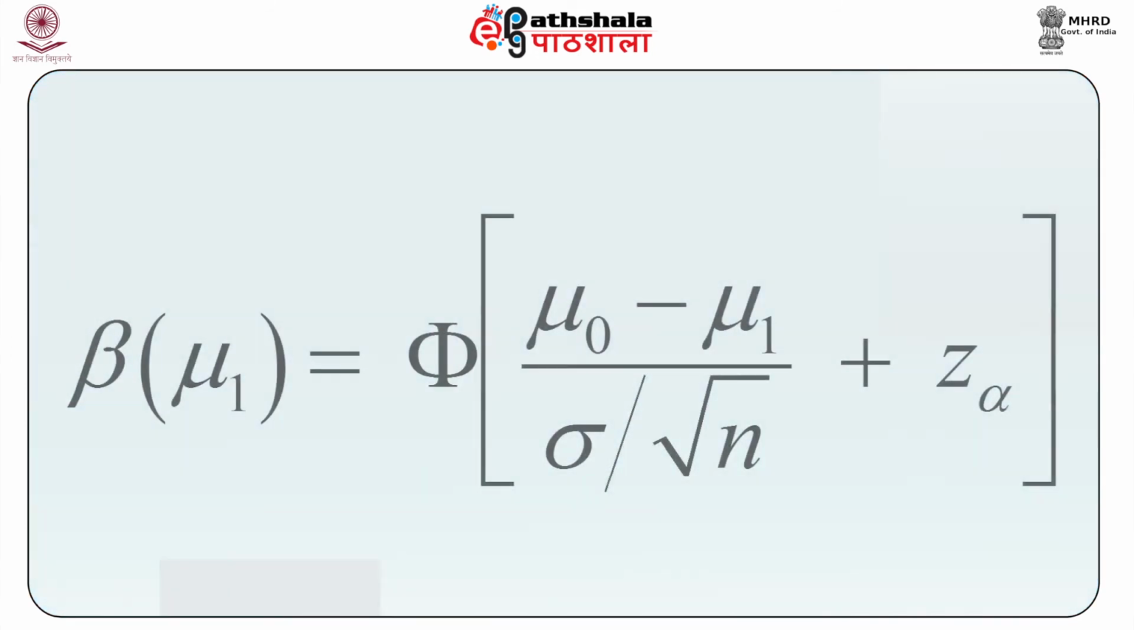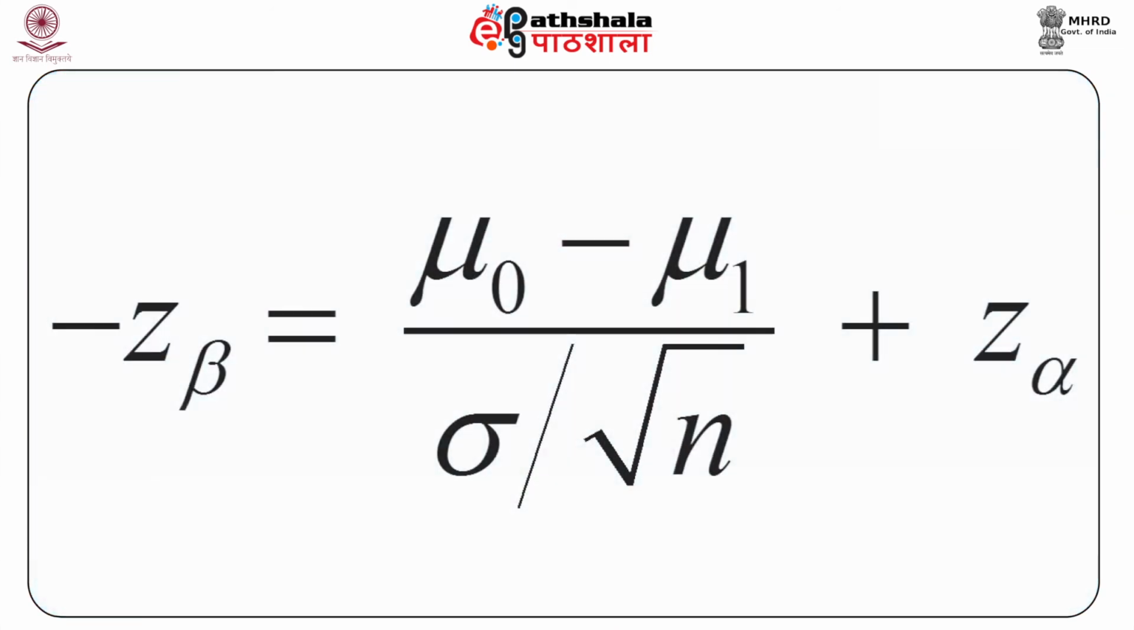Firstly, we had fixed alpha and calculated beta. If we wish to reduce beta without increasing alpha, we need to increase the sample size. The required sample size can be derived from the formula for calculation of beta. In the upper tail test, the null hypothesis is that mu is equal to mu 0 versus the alternative hypothesis that mu is equal to mu 1, where mu 1 is greater than mu 0, and beta of mu 1 is equal to phi of (mu 0 minus mu 1) upon sigma by root n, plus z alpha.